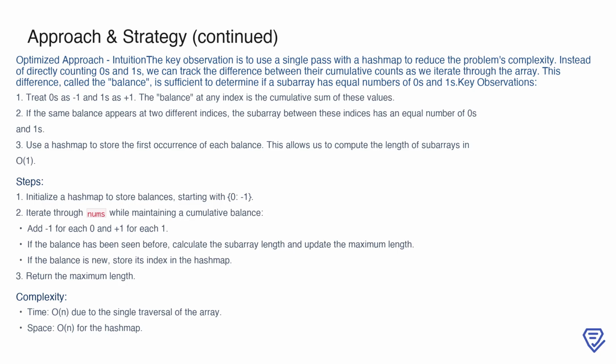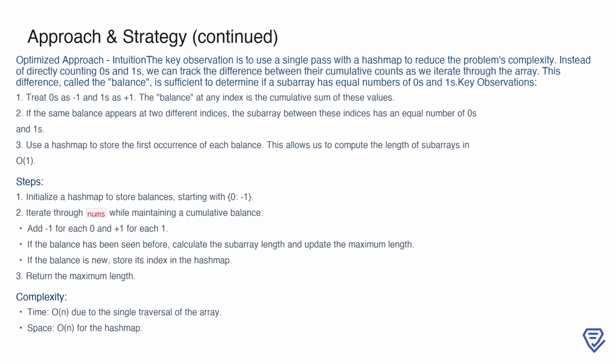If the same balance appears at two different indices, the subarray between those indices will have an equal count of zeros and ones. To make this efficient, we use a hash map to store the first occurrence of each balance. This enables us to compute the length of subarrays in constant time.